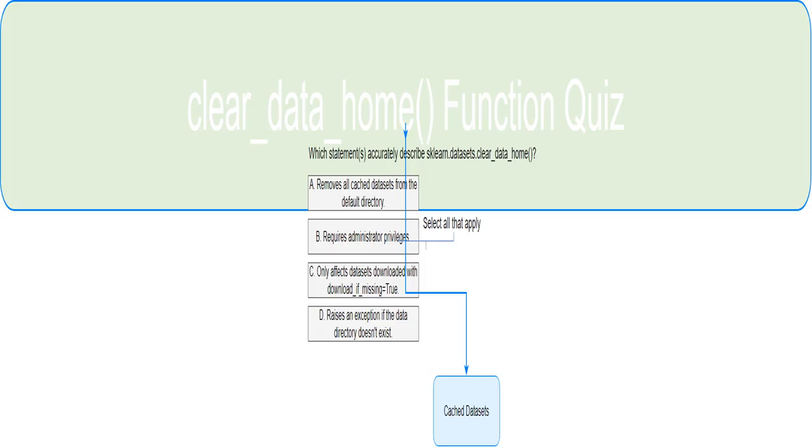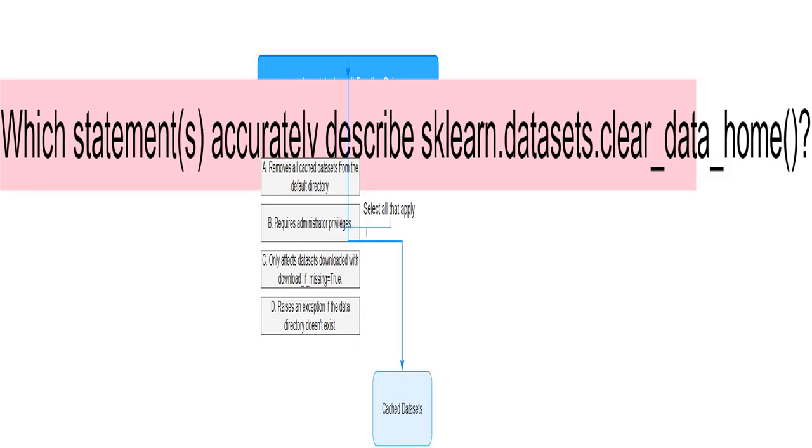This question tests your understanding of the Sklearn function. I'm asking you to identify which statements correctly describe what it does. Let's see how well you know this function. This statement says the function removes all cached datasets Sklearn stores. I'm testing if you understand the function's overall purpose. Is that true or false?